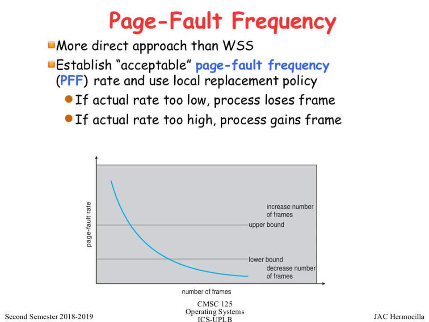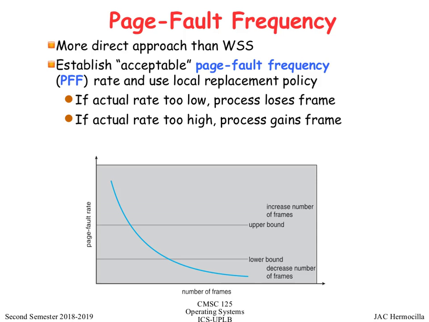So, if you maintain a count of the number of page faults, every time na nag-trigger ng page fault, i-count mo yon, and then for a window of time, you measure the page fault rate. And depending on the value that you've computed, based on the page fault rate, you can actually adjust the processes that are in the system.